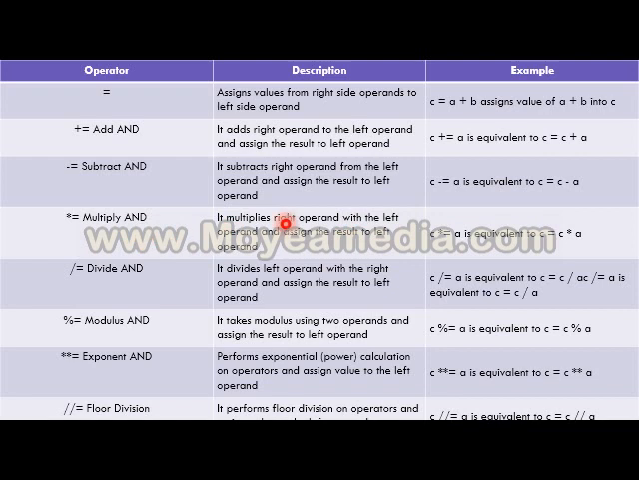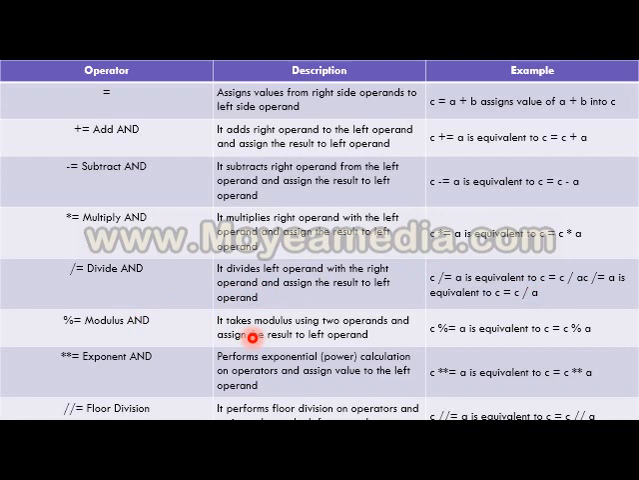Now the multiply AND operator. It multiplies the right operand with the left operand and assigns the result to the left operand. That is, C multiplication equal to A is equivalent to C equals C into A. So now the divide AND operator. It divides the left operand by the right operand and assigns the result to the left operand. It is similar to what we have studied before, that C divide equal to A is equivalent to C equals C divide A.